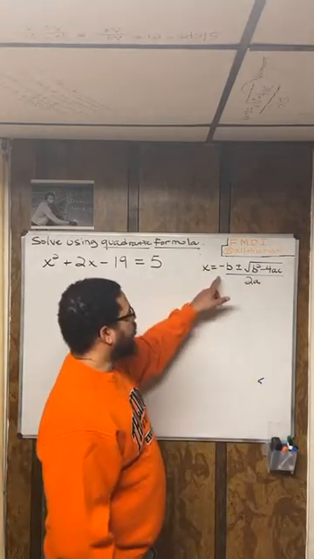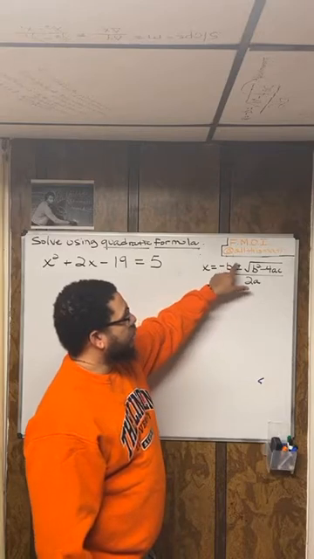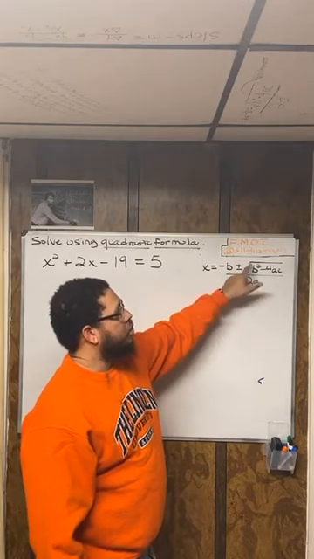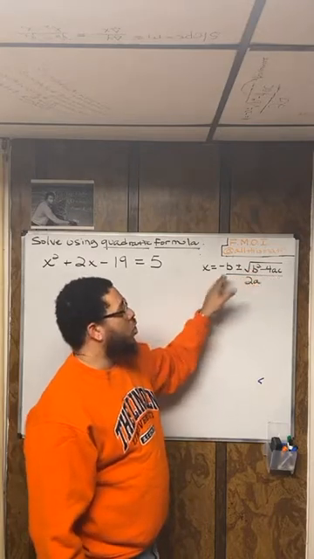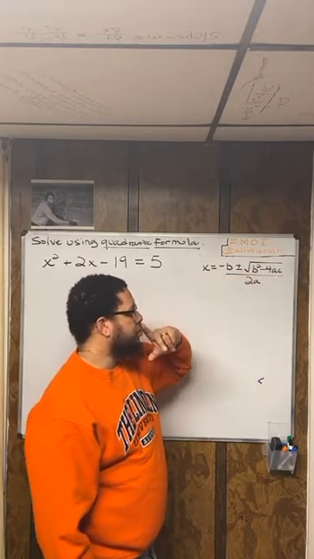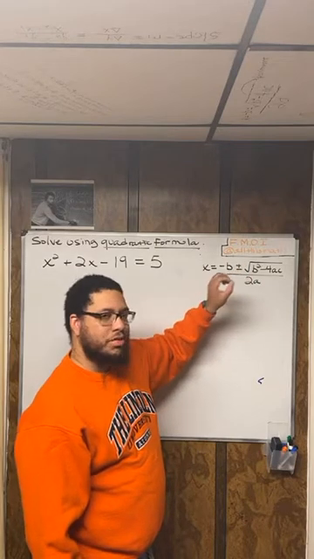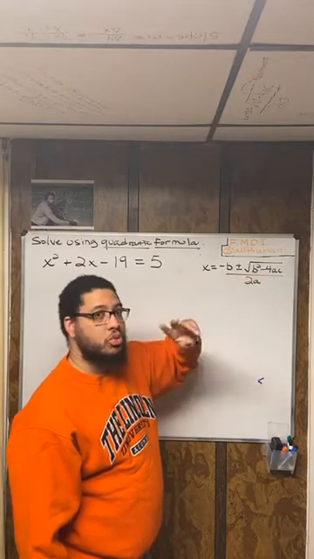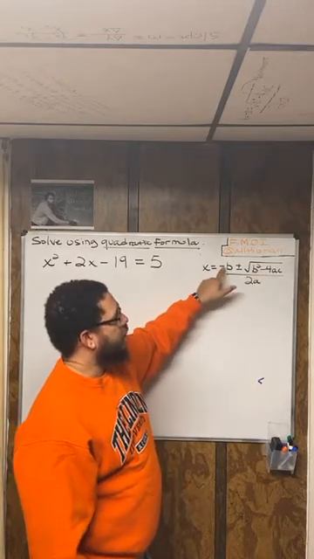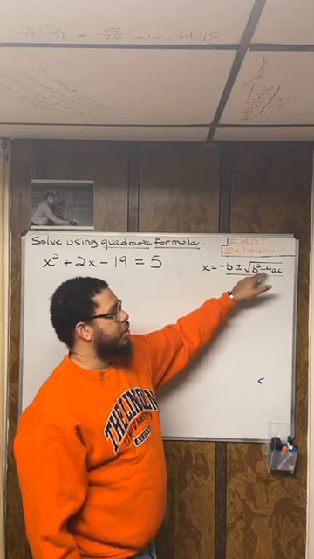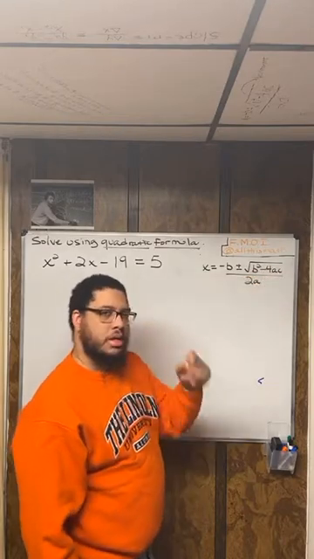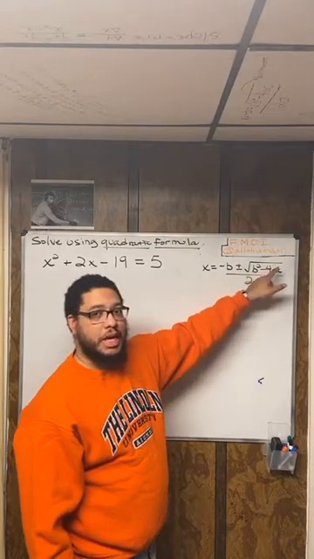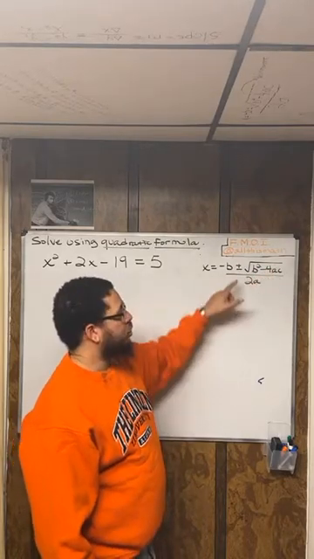I highly suggest that you memorize negative b plus or minus the square root of b squared minus 4ac all over 2a. Now, this plus or minus sign prevents us from having to write this equation 2 times. Instead of having to write negative b plus the square root of b squared minus 4ac all over 2a, comma, negative b minus the square root of b squared minus 4ac all over 2a, we just use the plus or minus sign.